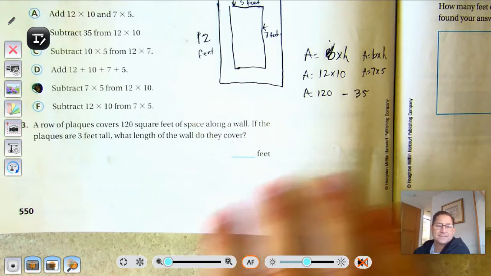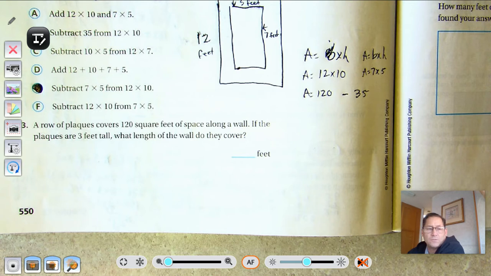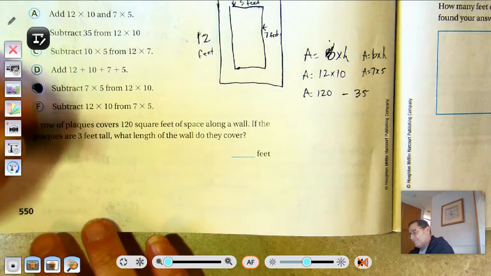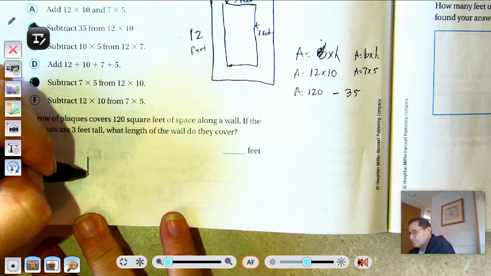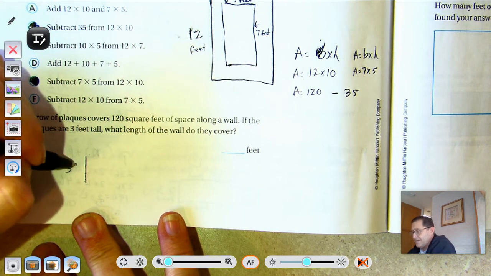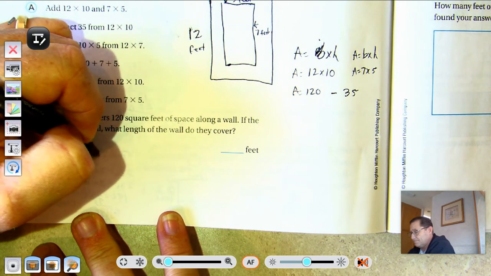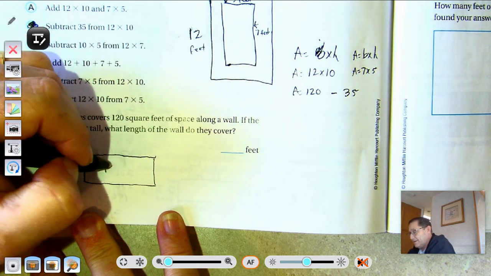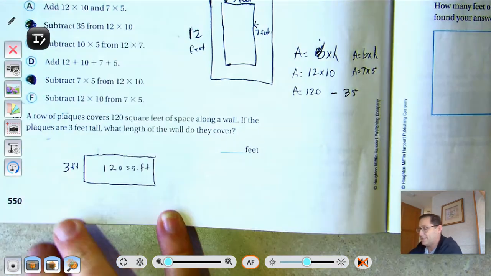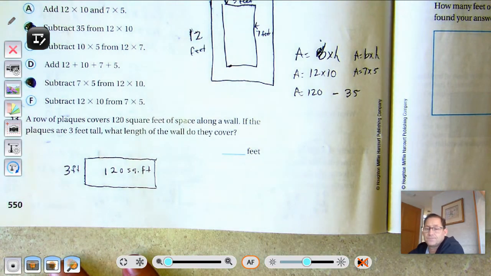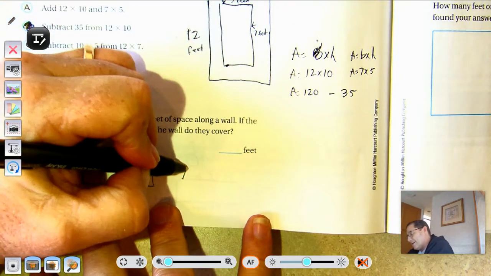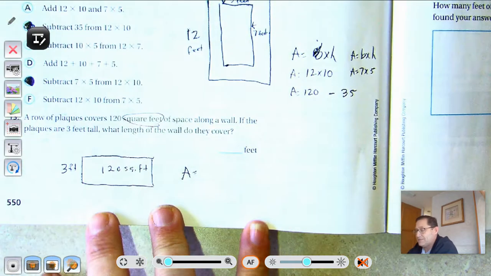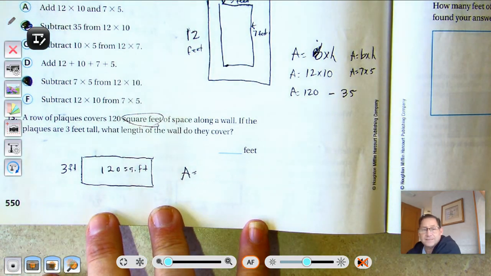13. A row of plaques covers 100 square feet of space along a wall. If the plaques are 3 feet tall, what length of the wall do they cover? Okay, so we're saying that they're 3 feet tall. And they cover an area of 120 square feet. So area, I know that's an area problem because it says square feet.